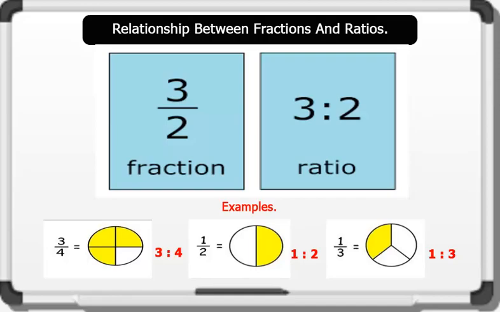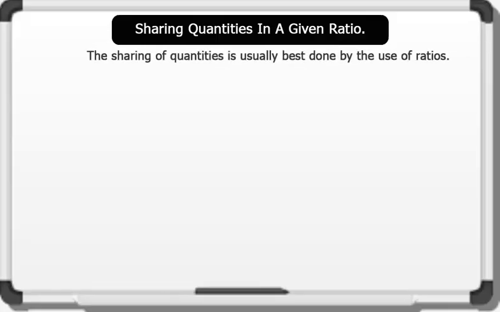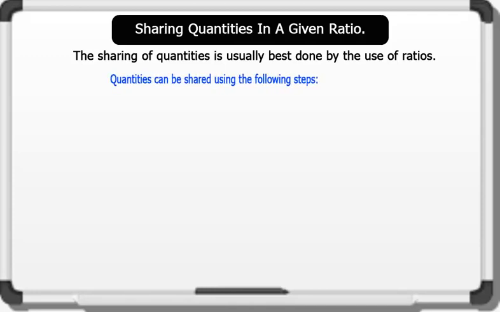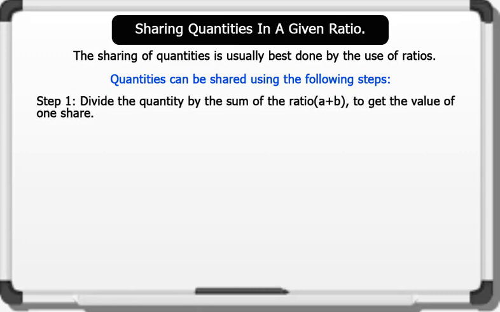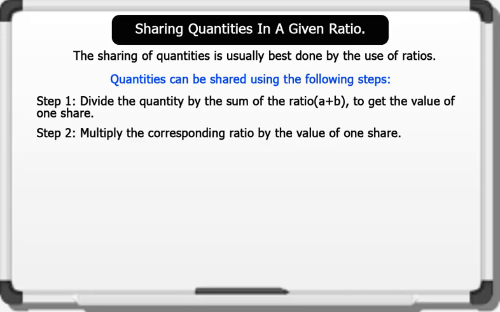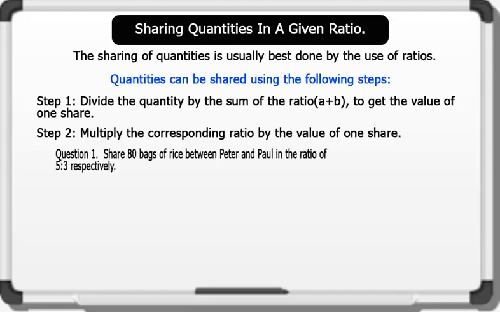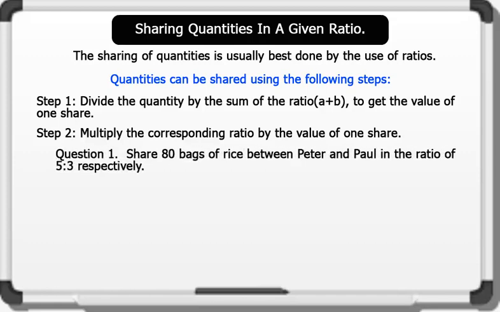That's brilliant. The sharing of quantities is usually best done by use of ratios. Quantities can be shared using the following steps. Step 1. Divide the quantity by the sum of the ratios to get the value of one share. Step 2. Multiply the corresponding ratio by the value of one share. Let's see an example. Question 1. Share 80 bags of rice between Peter and Paul in the ratio of 5:3 respectively.